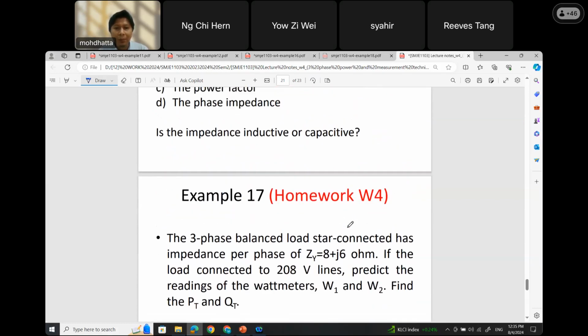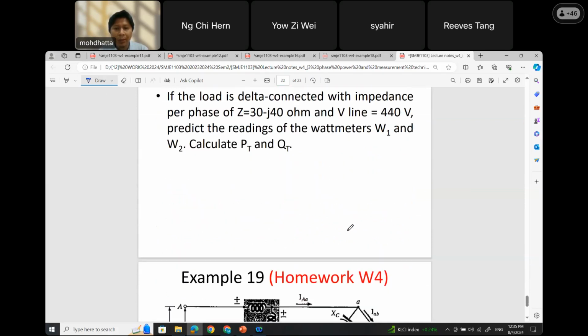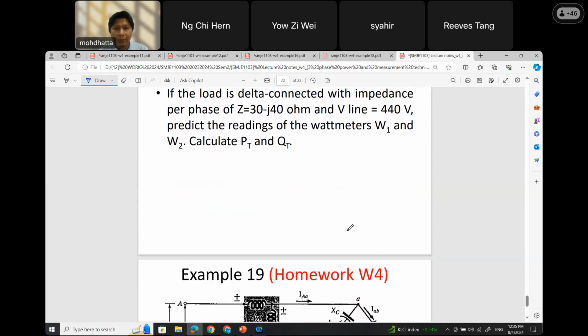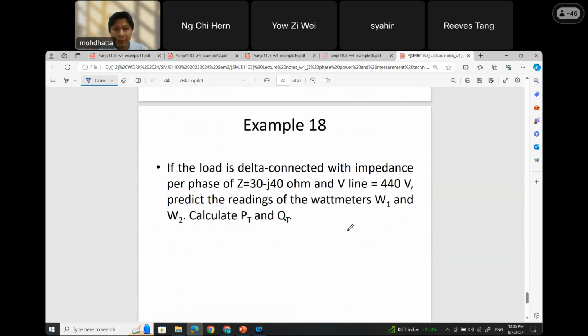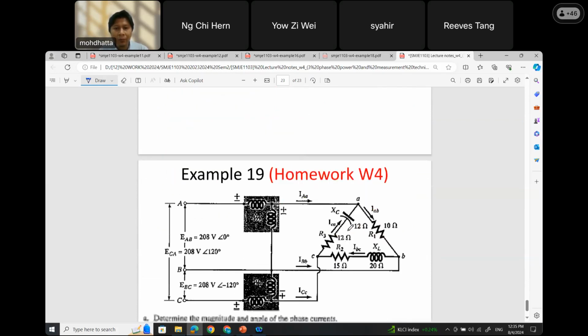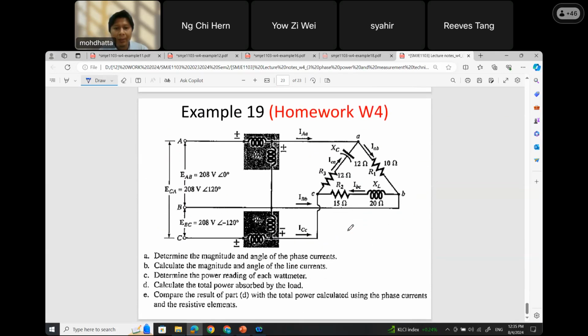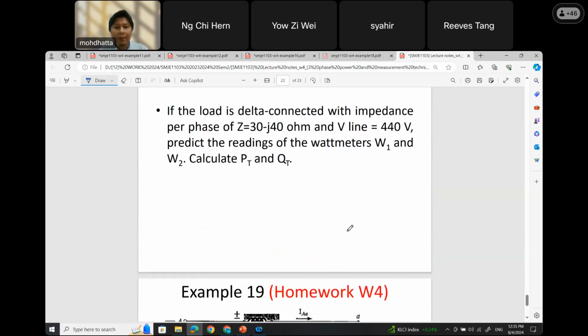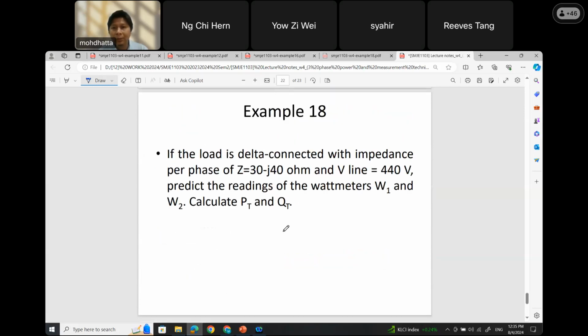We have example 17 for your homework and 18 that we'll discuss here today. And finally, example 19 for your homework lah. All right. Let's go to example 18.